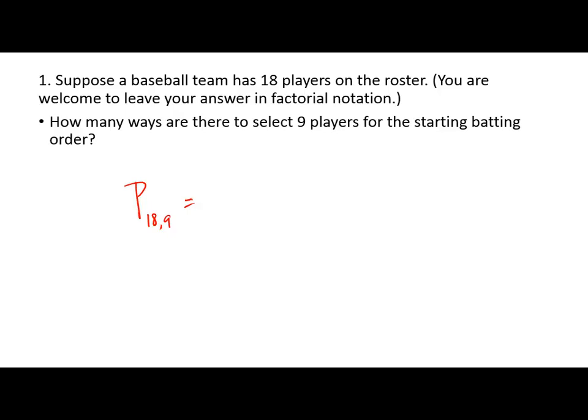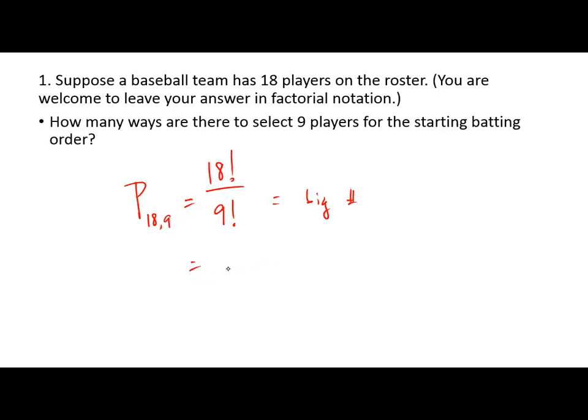Yeah. Just 18 factorial divided by 18 minus 9. Exactly right. So 18 factorial divided by 9 factorial. So anyway, that's going to be a big number. I didn't actually calculate that one out, but you could do that if you wanted to. And again, maybe just to think about this.